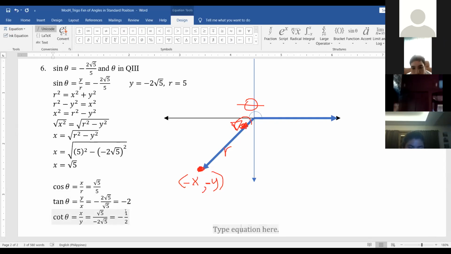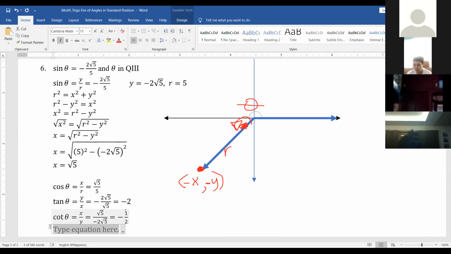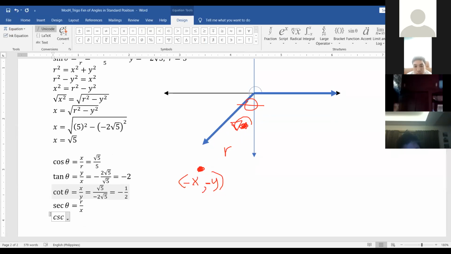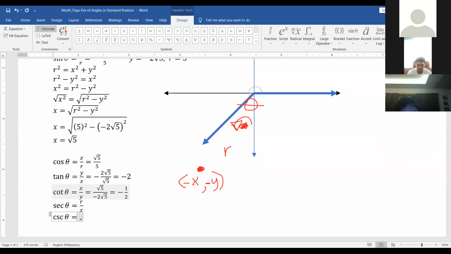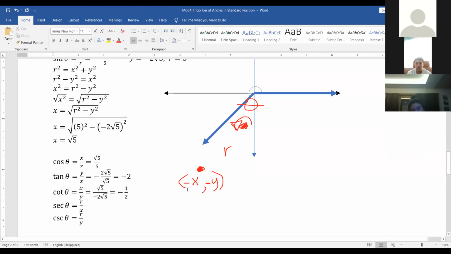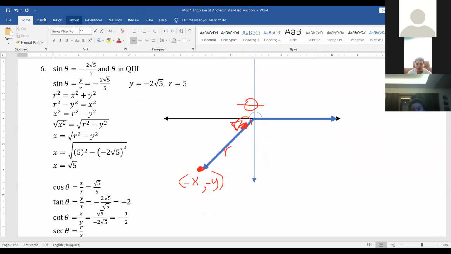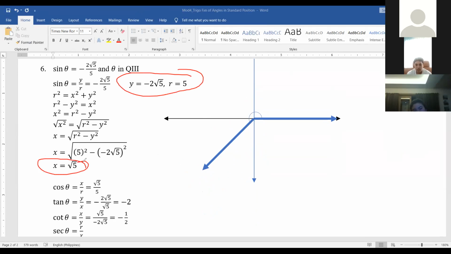For secant of theta, which has the formula of r over x, and for cosecant of theta with the formula r over y, I will leave the answer to you then. You have here the solution, you have here the figure, or even if the figure will not help, you have the given data. You can find the value of secant and cosecant.